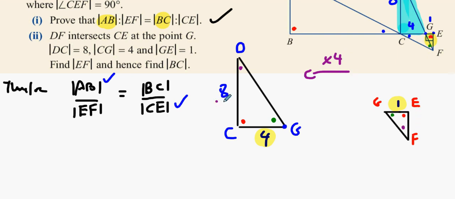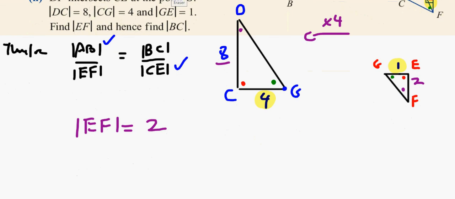So this makes E to F, divide 8 by 4, is 2. So E to F is 2. Now we need to find BC. Well, we have the formula here now. We pretty much have this filled out now, don't we?